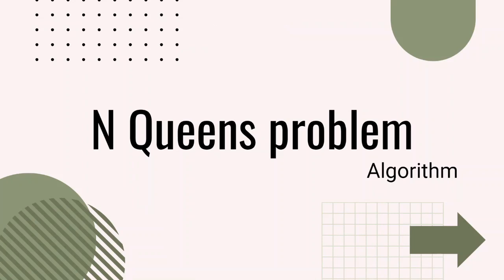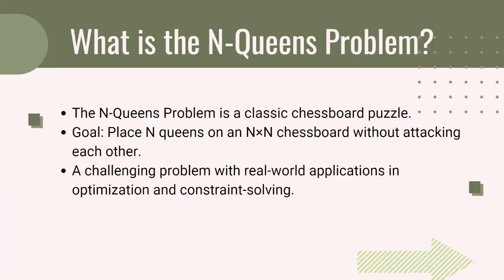In today's video, we are going to discuss the N Queens problem. The N Queens problem is a classic chessboard puzzle. We can place N queens on an N by N chessboard. If it is a 4 by 4 chessboard, we can place 4 queens without attacking each other.